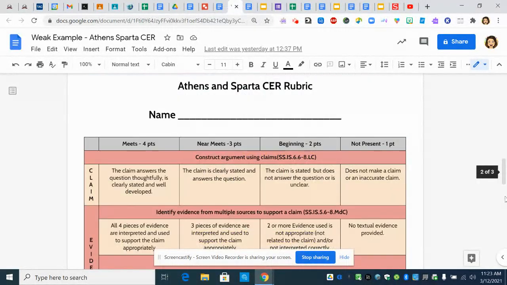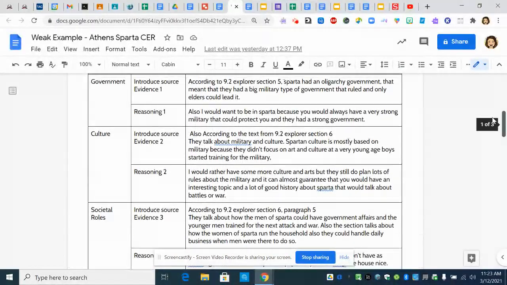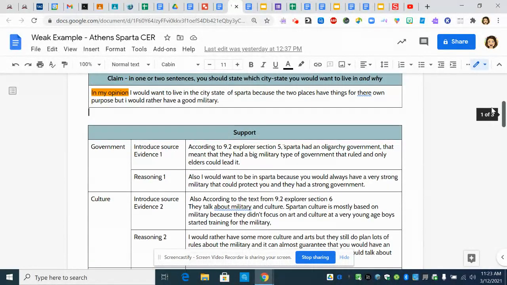Now, if I show you a weak example here, this student here did include, according to 9.2 Explore Section 5, but I don't know where that comes from. I don't know where 9.2 Explore Section 5 is if I was a reader who was just reading this, okay? And it says here, Sparta had an oligarchy government. That meant that they had a big military type government that ruled and only elders could lead it. So this here doesn't necessarily support what it says here in the claim, okay?